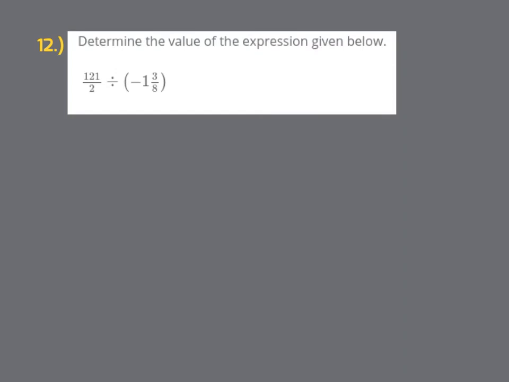Determine the value of the expression given below. This problem in front of us really is not very different from the last one that we just did, but it's still asking us to solve this problem. So I know it's going to be 121 over 2. That's already in its fraction form. There's not a mixed number. It's a fraction divided by.